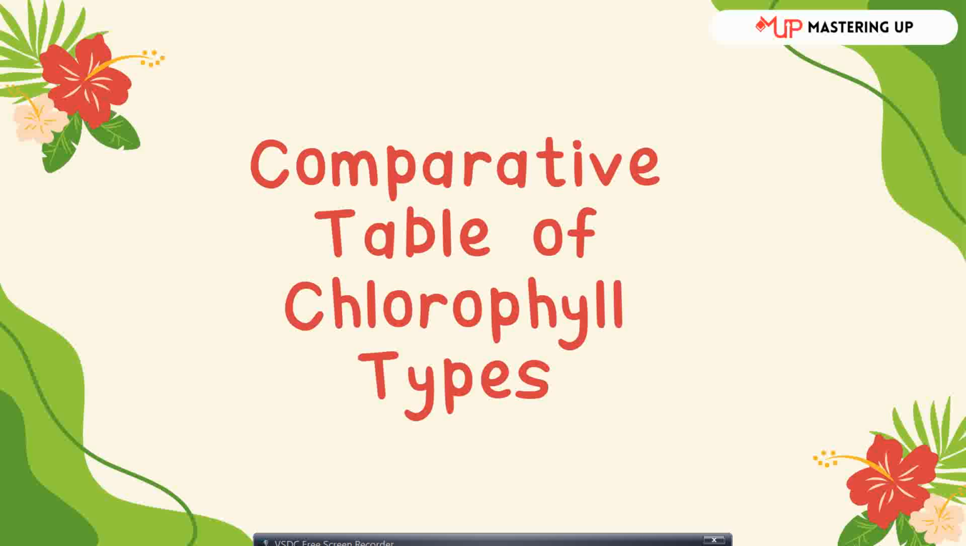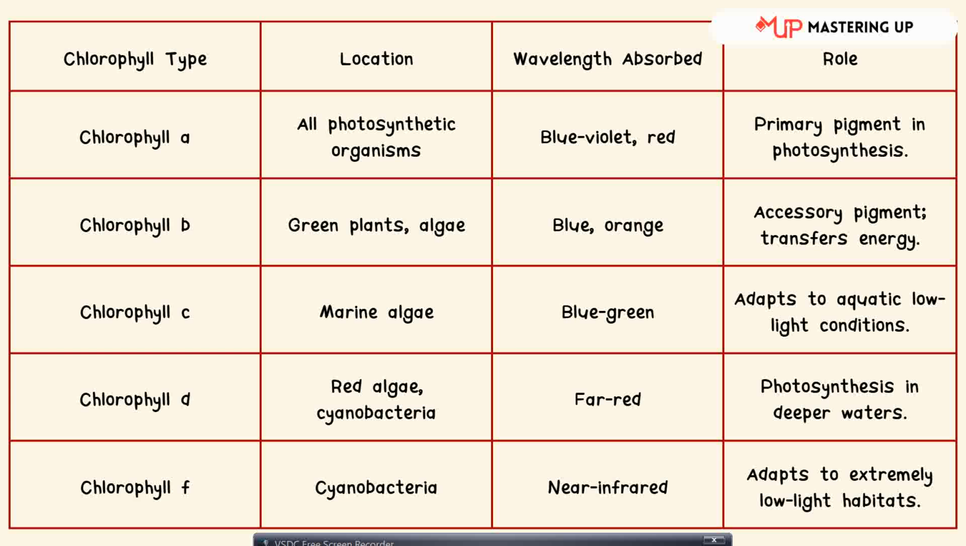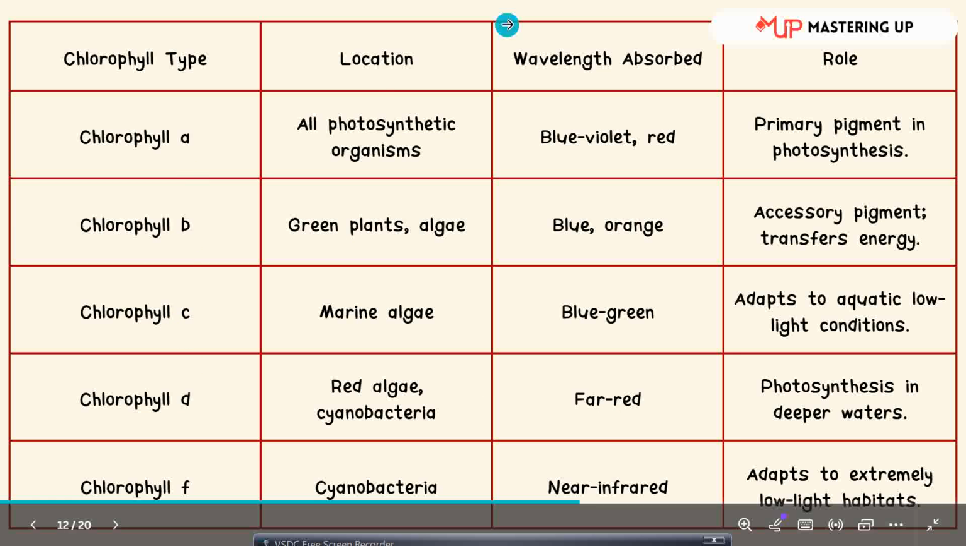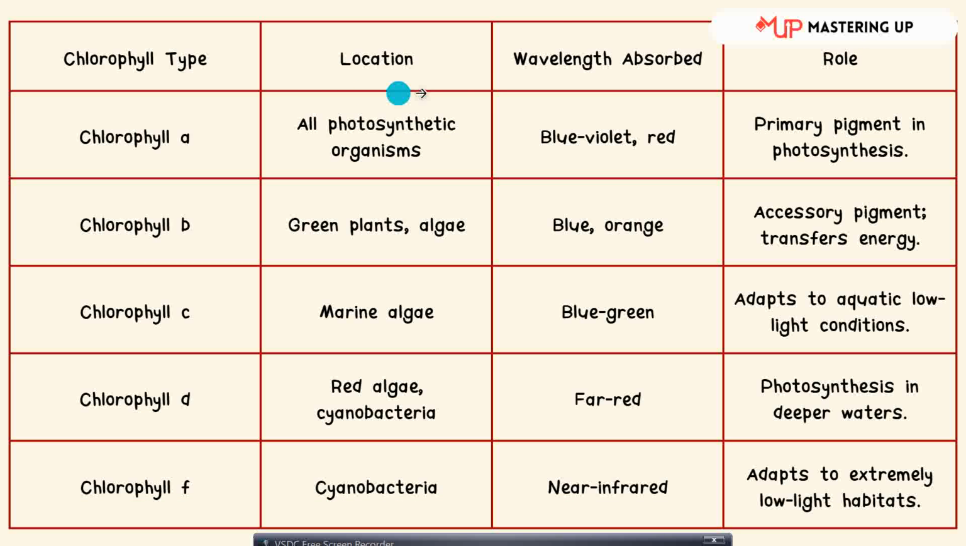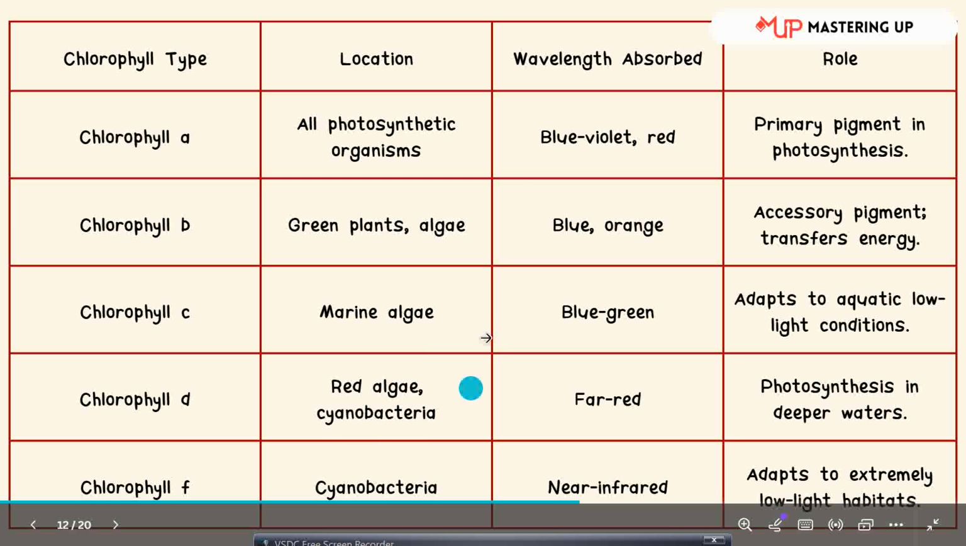Okay, now let's compare. Up to now we have discussed each one separately. Now let's make a table and study the distinction between these different types of chlorophylls. Here we have chlorophyll A, B, C, D and F. Then we have location, wavelength absorbed and role. So chlorophyll A is present in all photosynthetic organisms, B is present in green plants and algae, C is present in marine algae, D is present in red algae and cyanobacteria, F is present in cyanobacteria.